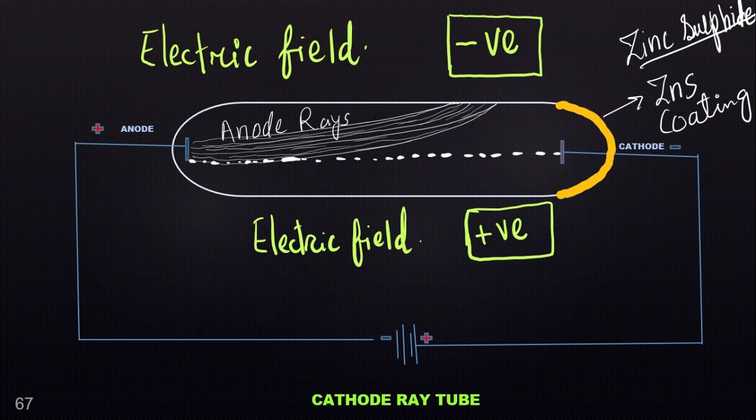Now if we apply an electric field across the anode rays, they deflect towards the negative end of the electric field, confirming their positive nature.